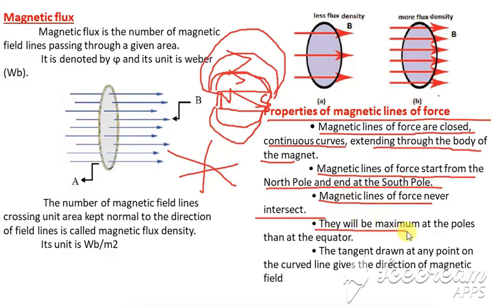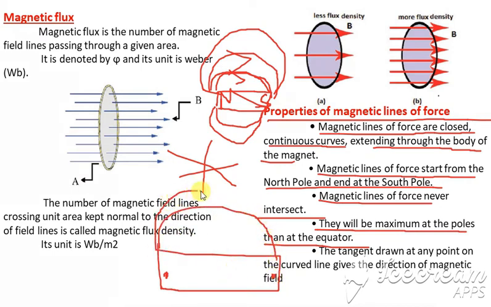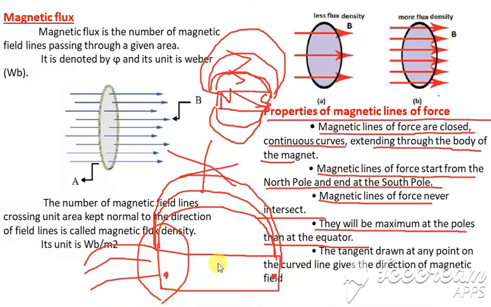Then next, the field will be maximum at the poles than at the equator. When you consider the magnet, these two ends are the poles. Magnetic lines pass like this, and in the same way they move like this. This is the equator, where the number of lines is less. At the poles the number of lines is more, so we can say the field is maximum at the poles than at the equator. It is greater at the poles.